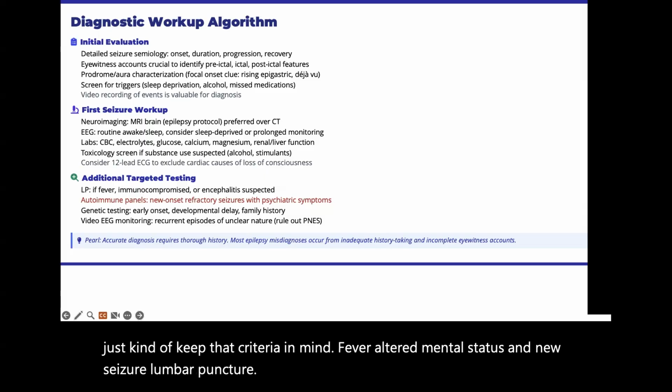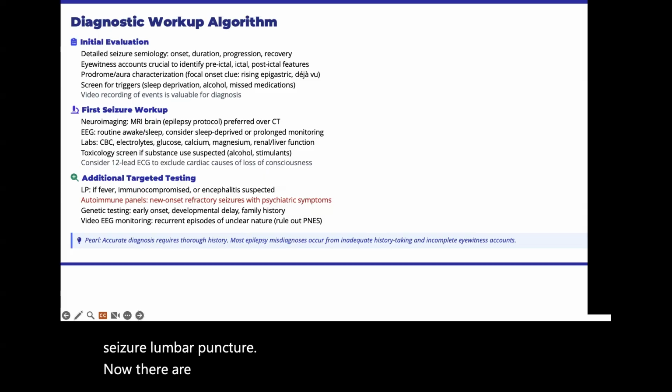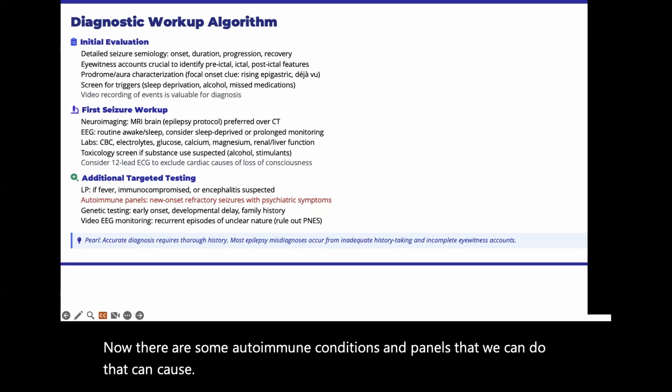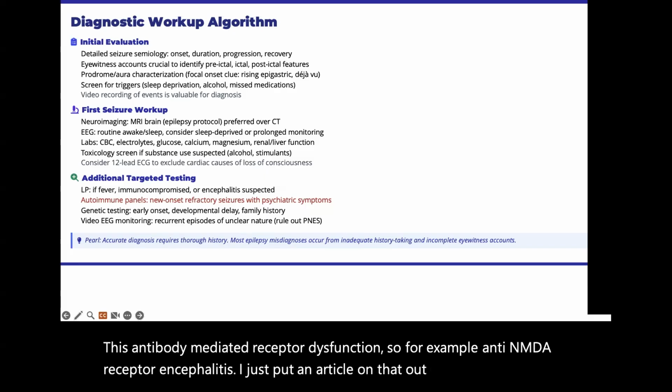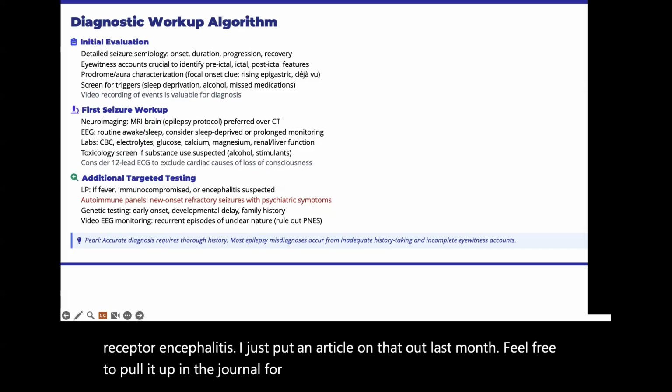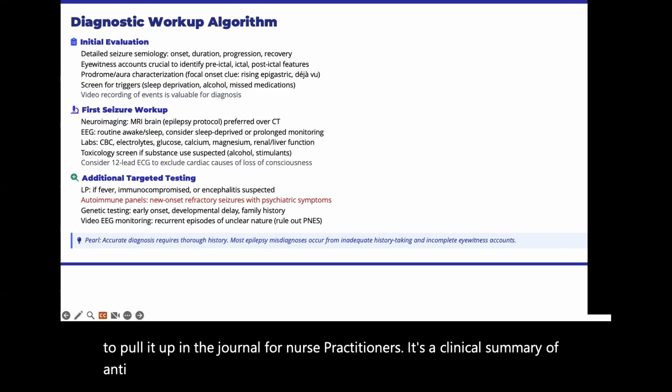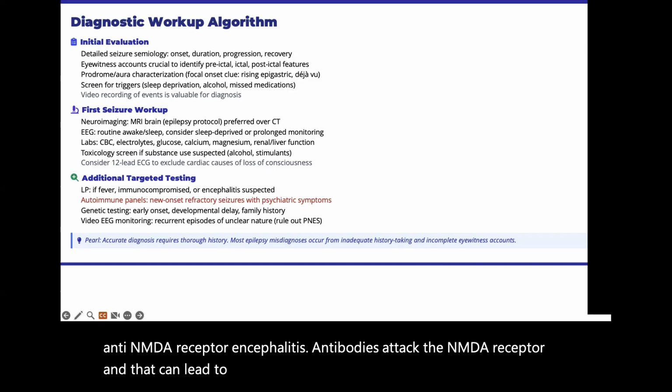Now, there are some autoimmune conditions and panels that we can do that can cause this antibody-mediated receptor dysfunction. So, for example, anti-NMDA receptor encephalitis. I just put an article on that out last month. Feel free to pull it up in the Journal for Nurse Practitioners. It's a clinical summary of anti-NMDA receptor encephalitis. Antibodies attack the NMDA receptor, and that can lead to severe psychiatric symptoms and seizure.